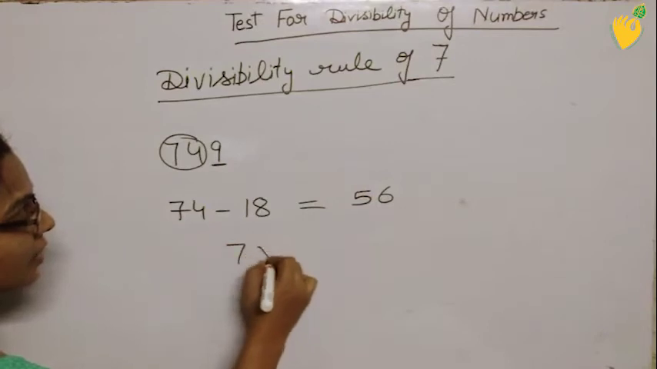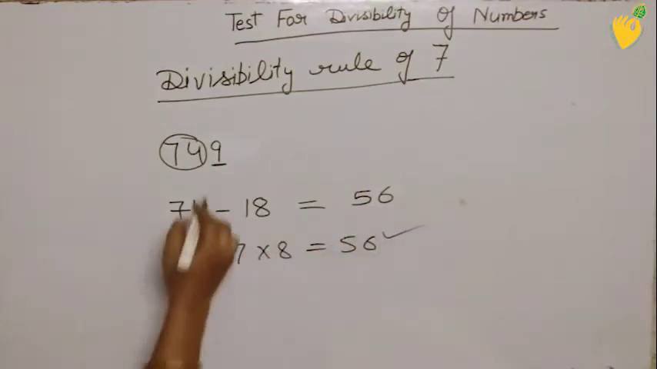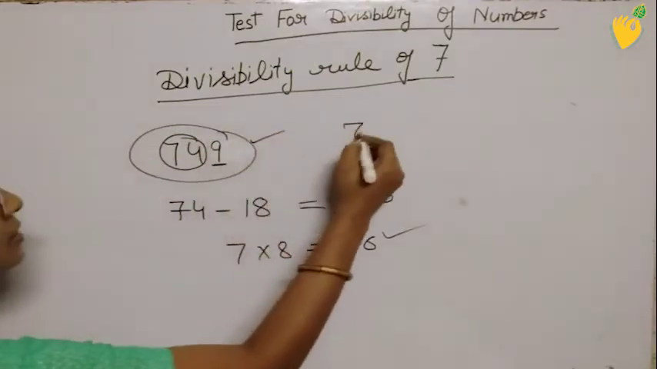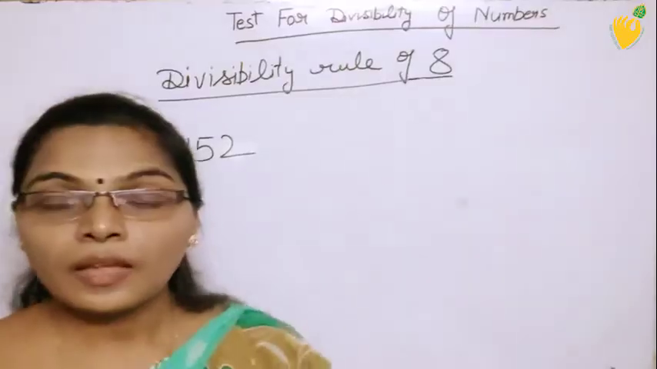Yes, 7 8s are 56. 56 is divisible by 7. Then the whole number, that is 749, is divisible by 7.